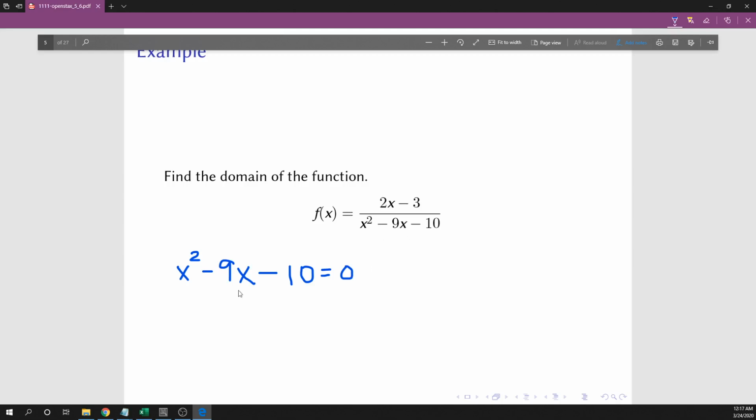So we take the bottom part of this and set it equal to 0. This is a quadratic equation and it looks like it can factor. We would need two numbers that multiply to give us negative 10 and add up to give us negative 9. That would be negative 10 and a positive 1. Negative 10 times positive 1 is negative 10, and negative 10 plus 1 is negative 9. Since this polynomial has a 1 out in front, all we need to do is put those two numbers in, like so.